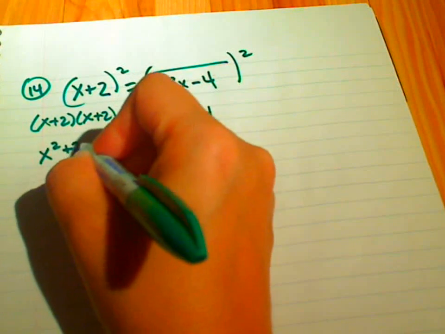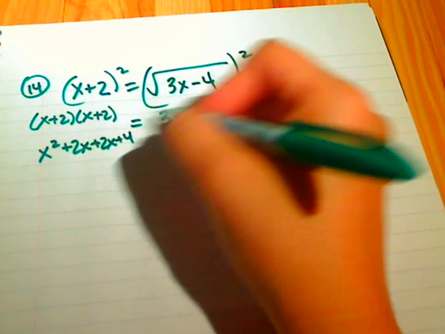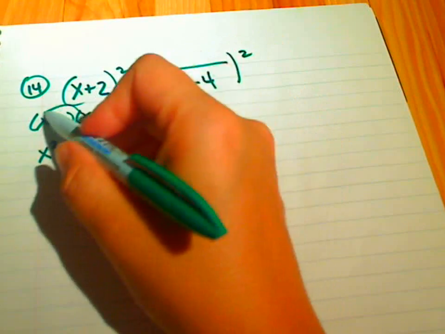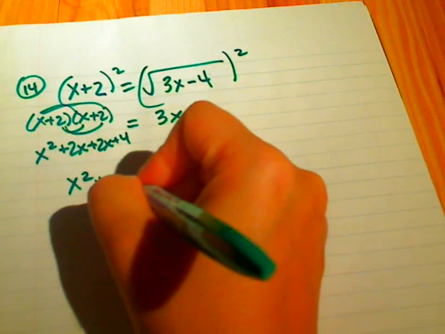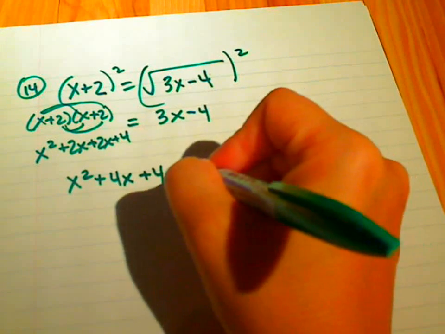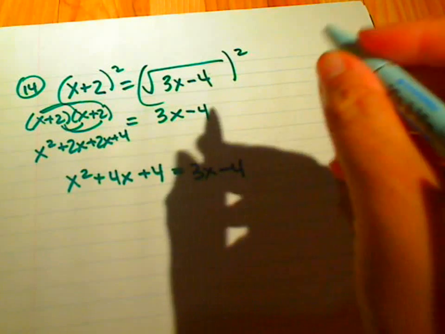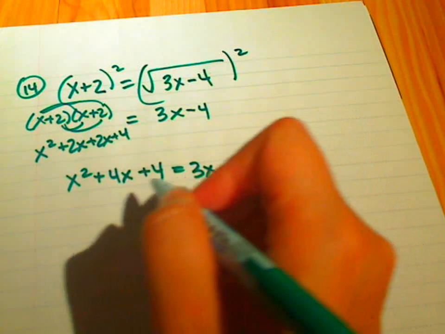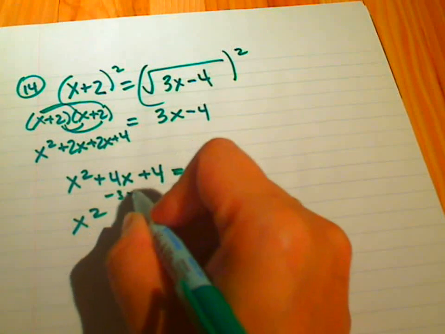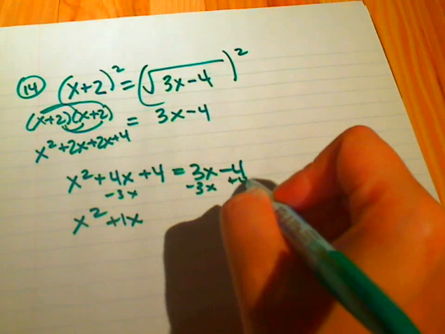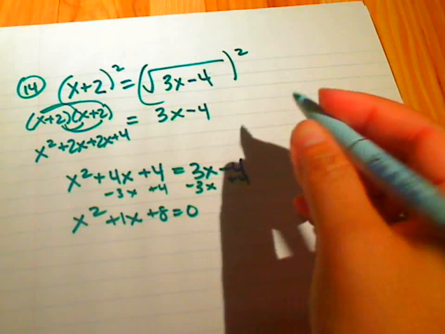So x squared plus 2x plus 2x plus 4. x squared, 2x, 2x, 4. So I have x squared plus 4x plus 4 equals 3x minus 4. Now what I'm going to do is get everything on one side. I'm going to have x squared minus 3x plus 1x and then plus 4 plus 8 equals 0.